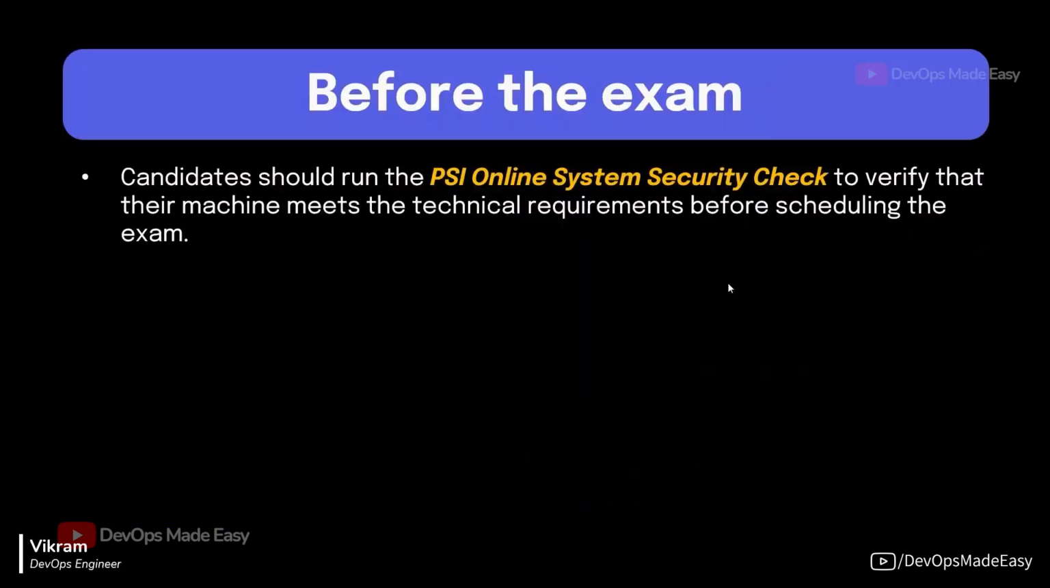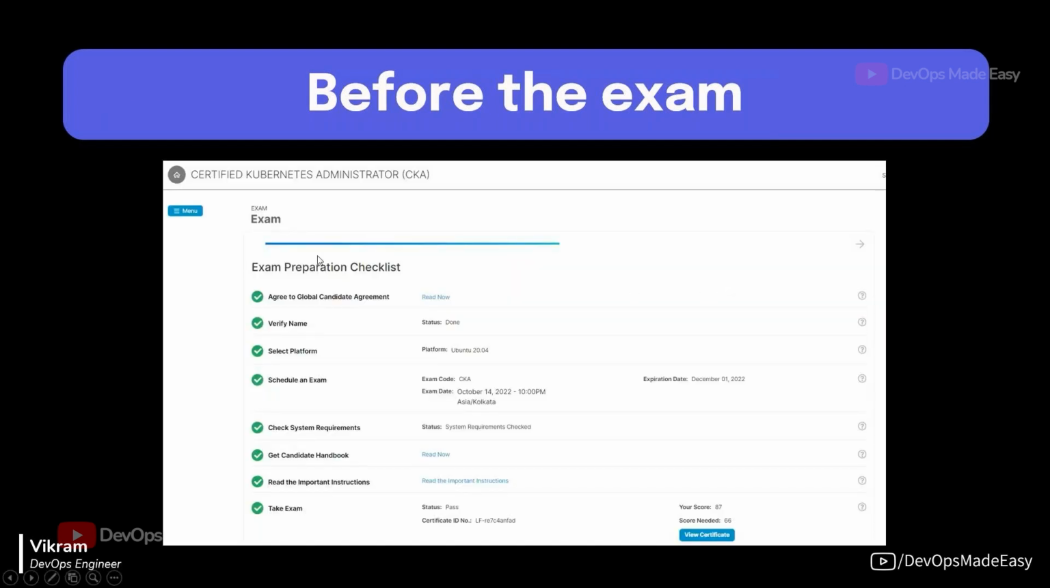And before the exam, you should run this PSI online security check. Once you buy the examination, this is what you're going to get. You should agree to some agreements and then verify your name. The platform will be Ubuntu, and you need to check your system requirements. If you click on the check button, it will automatically perform a security check and tell you whether your system is compatible enough to take the CKA.